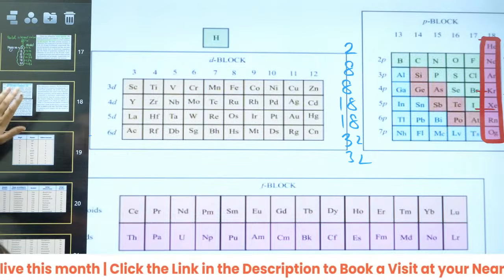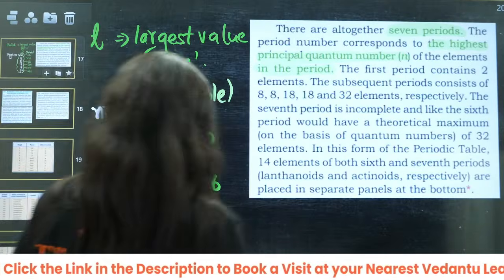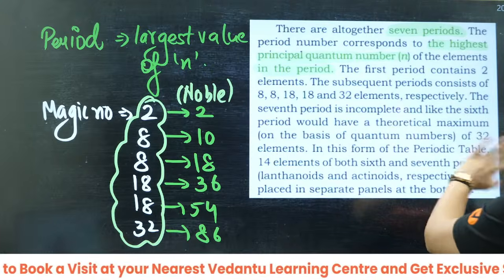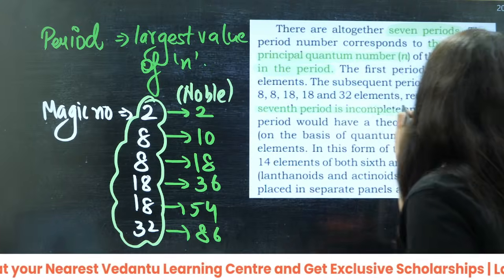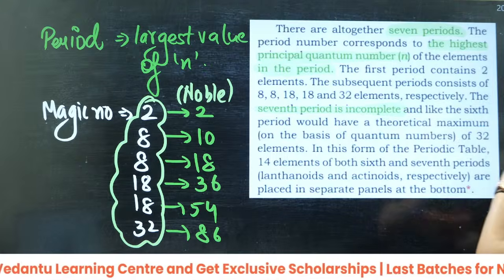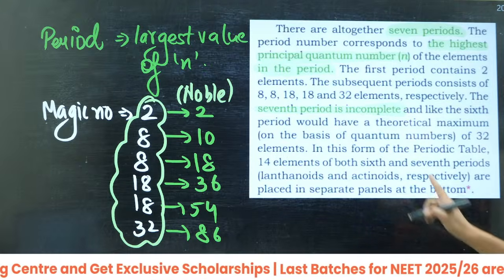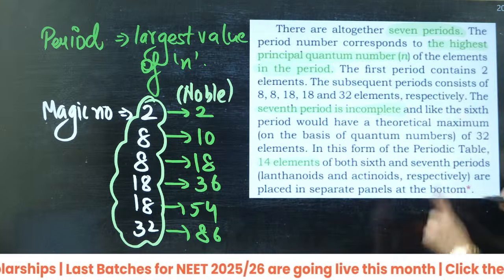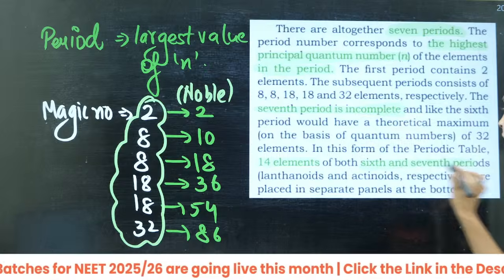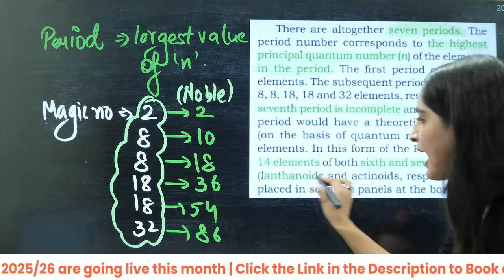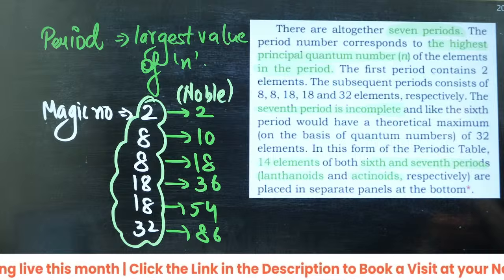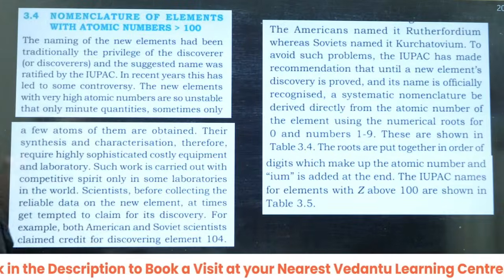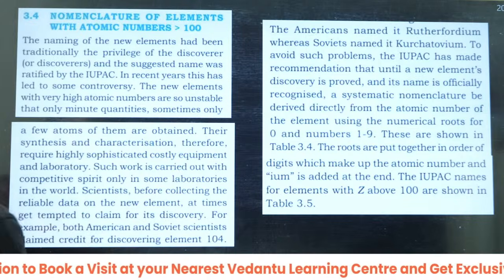Now, let us talk about the nomenclature here. So, the 7th period is incomplete, as I told you. Like the 6th period would have theoretically a maximum of 32 elements, the 7th will also have 32 elements. In the form of the periodic table, 14 elements of both the 6th and 7th period were taken out as the F block, that is the lanthanoids and the actinoids, separately, and they are placed separately down the group. Okay. What about this one?